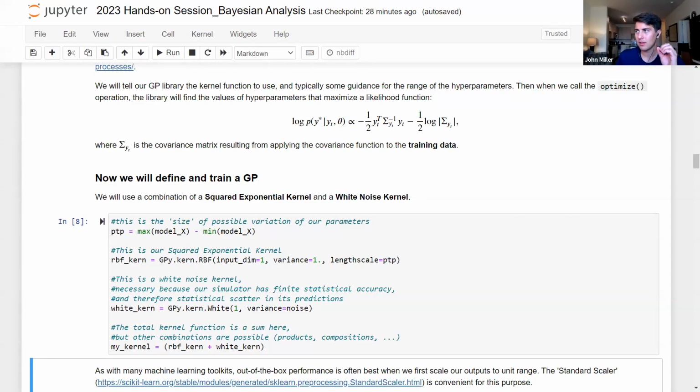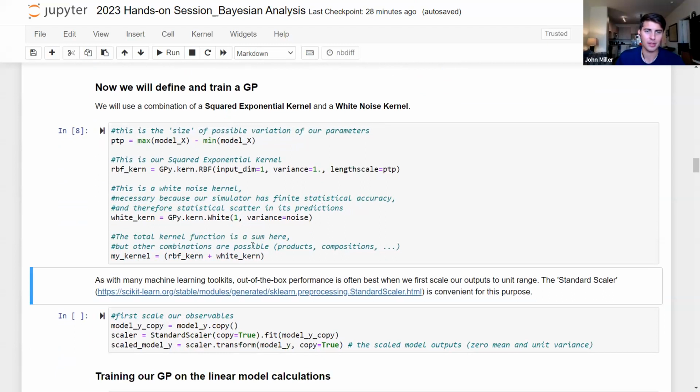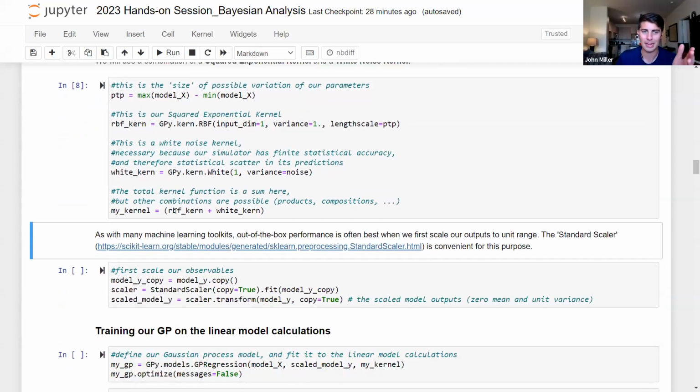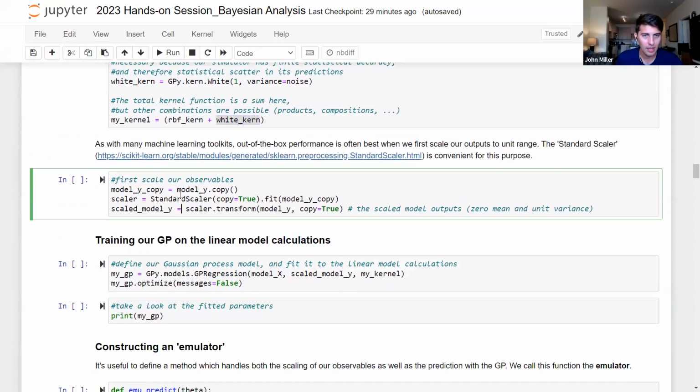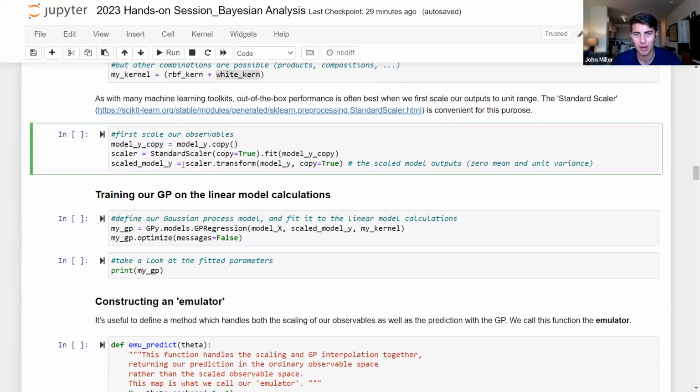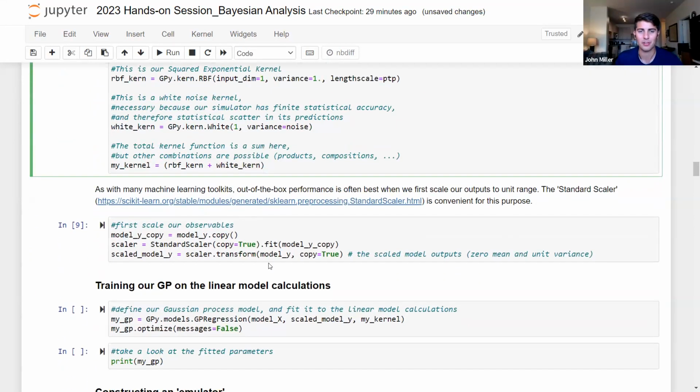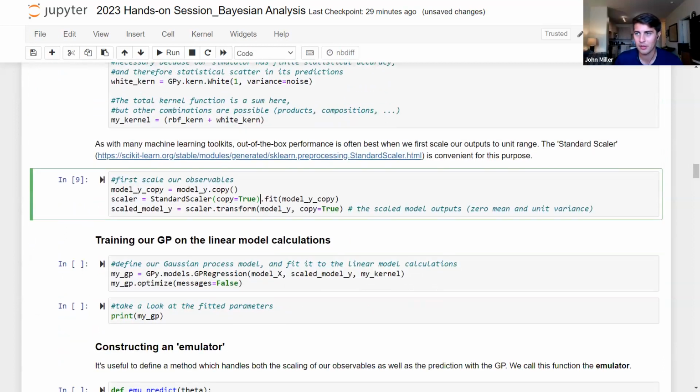And so we can do that here by first building our kernel by adding up this RBF kernel, so this squared exponential kernel that we went over in lecture, plus this white noise kernel, because our data are seen with some kind of experimental noise. And so what we'll do before we fit our model is to scale our data appropriately just to get better performance. So zero mean unit variance. That tends to work very well out of the box.